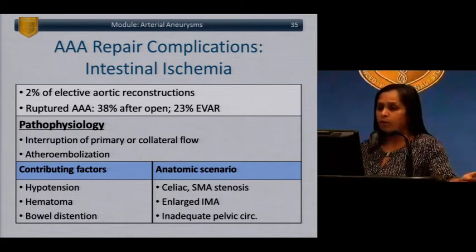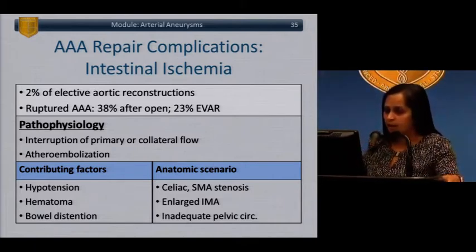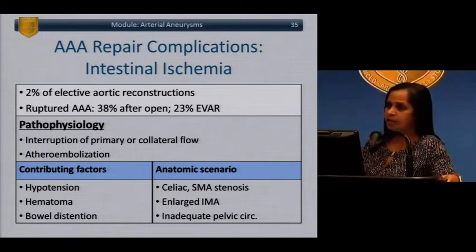It can result from interruption of primary or collateral flow, or in some rarer cases, atheroembolization, which may occur more commonly with endovascular repair where we're passing wires across the aorta and iliac vessels. Some of the contributing factors include hypotension during the case, a large retroperitoneal hematoma, and bowel distension. It may occur in the setting of celiac or SMA stenosis, where adding the aneurysm repair and potentially occluding the inferior mesenteric artery can contribute to this ischemia.